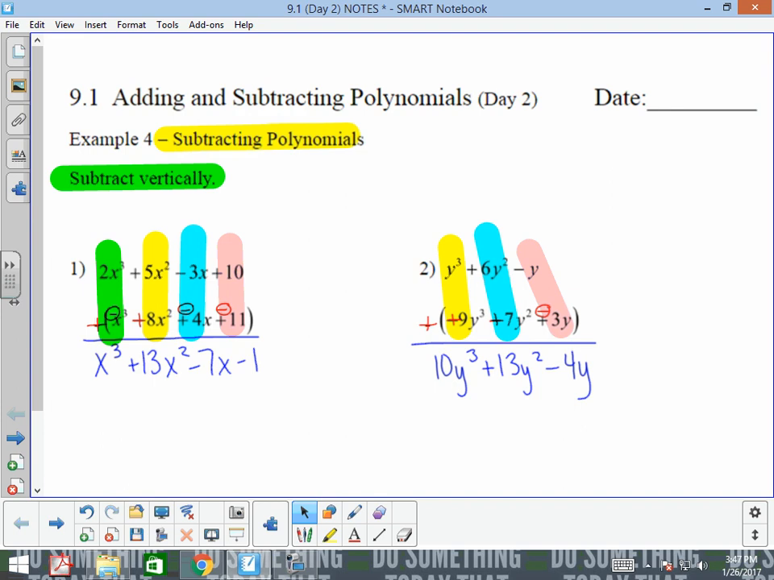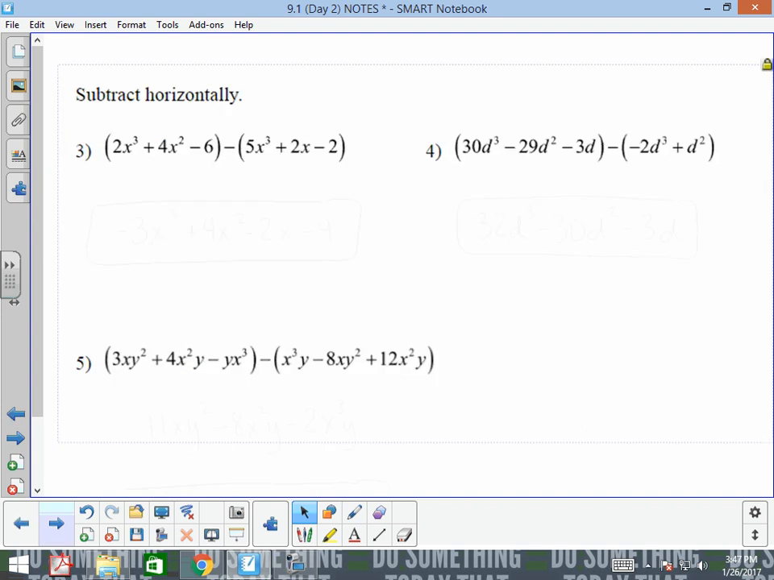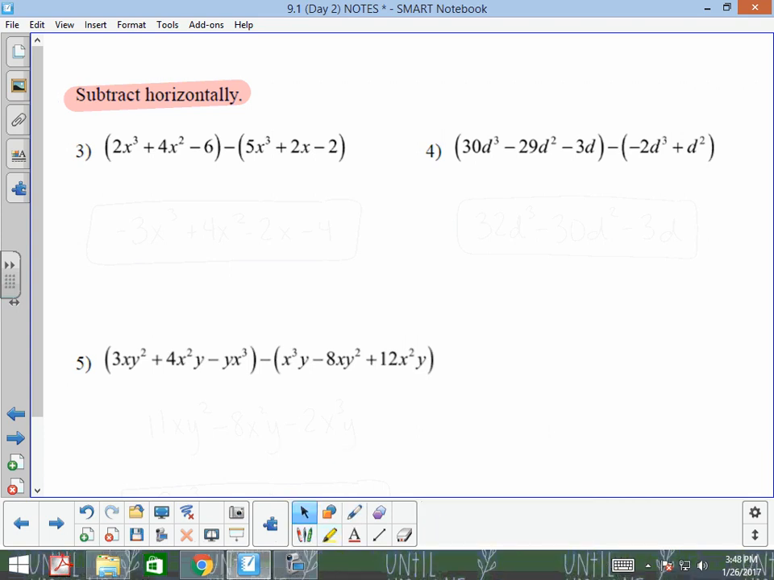All right, let's also look at subtracting horizontally. So when we subtract horizontally, again, it's very similar to what we just got through doing. We're first going to change the minus sign in the middle to a plus. Change all the signs that come after it. So positive 5x cubed will become a negative 5x to the third. Positive 2x will become negative 2x, and negative 2 will become positive 2.